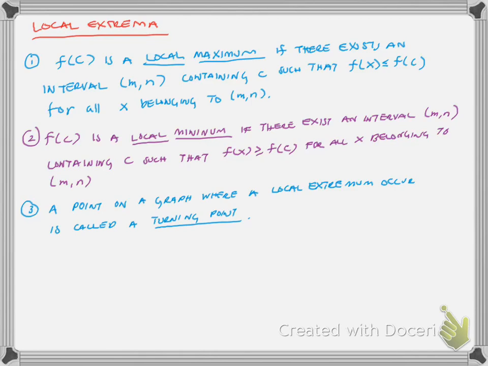We sort of talked about this a bit when we talked about max and min. So let's look at these definitions. f of c is a local maximum if there exists an interval containing c such that f of x is less than or equal to f of c. So if f of c is greater than or equal to f of x on some interval, then we say that we have a local maximum. And I have pictures, so we'll see pictures in a minute. f of c is a local minimum if there exists an interval containing c such that f of x is greater than or equal to f of c for all x belonging to that interval. And then a point on a graph where a local extremum occurs is called a turning point.